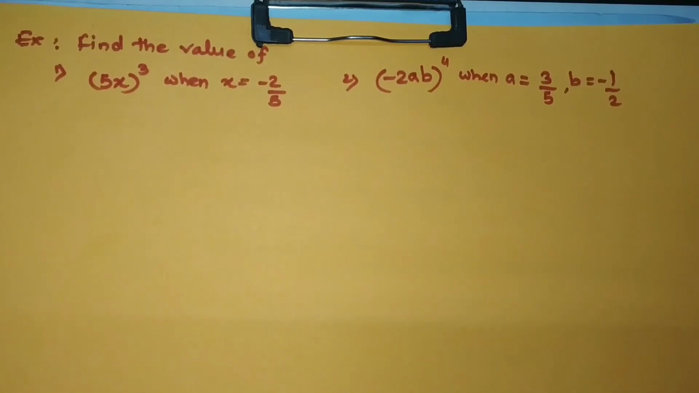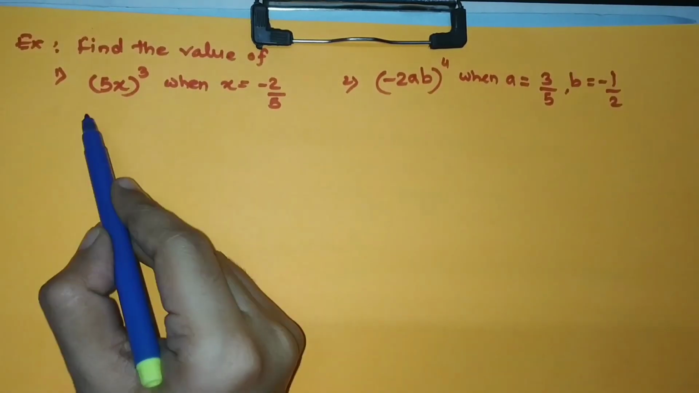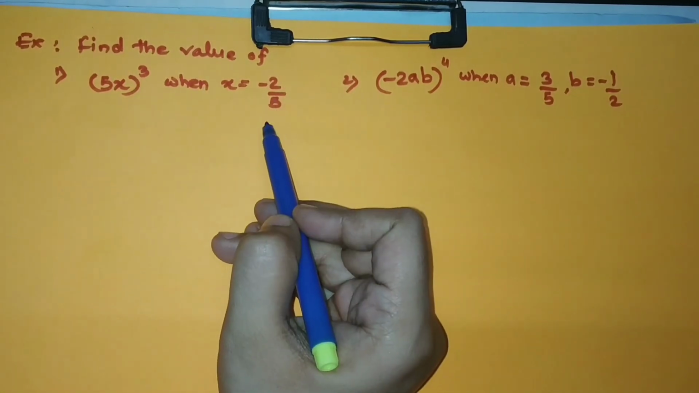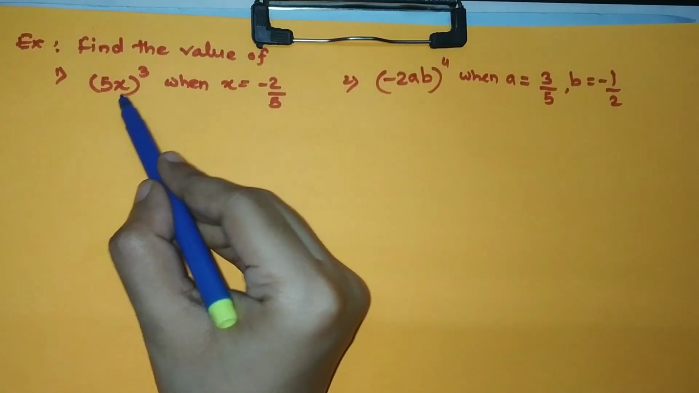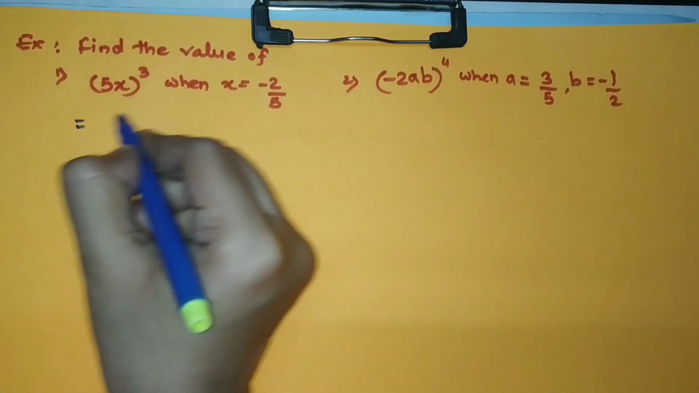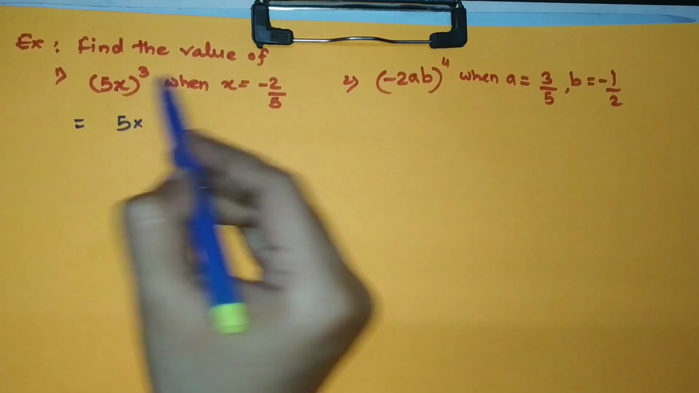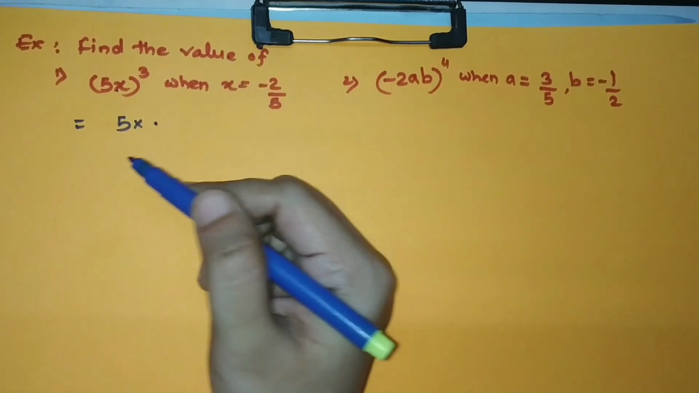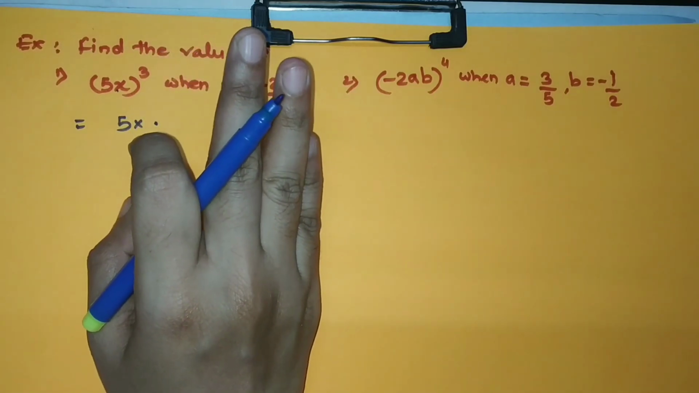So friends, now we'll move to the next example. Find the value of (5x)³ when x is equal to minus 2 by 5. So here we have been given the value of the unknown variable x. We'll just substitute it here. So that is 5 into the x value, which is minus 2 by 5. So friends, you can write it like this.